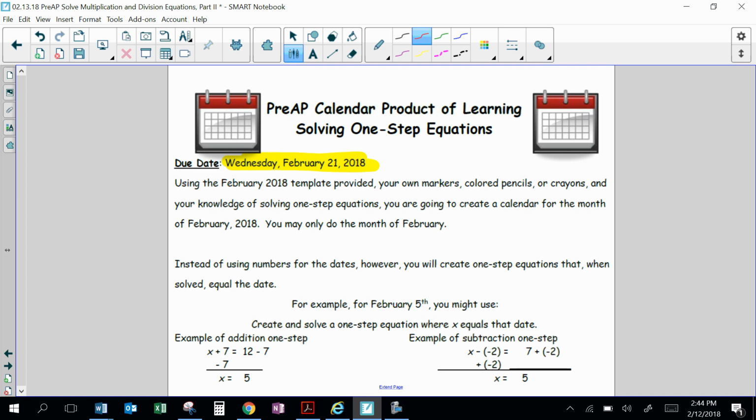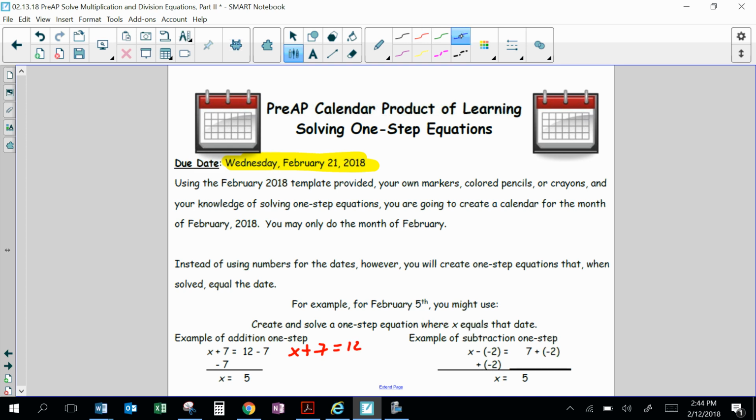You need to solve addition, subtraction, multiplication, and division. So x plus something, x minus something, something times x, and x divided by something. You need to have 7 of each. For example, for February 5th, I use x plus 7 equals 12.